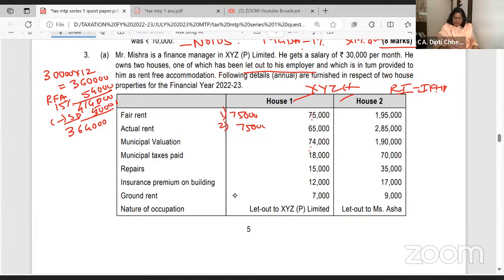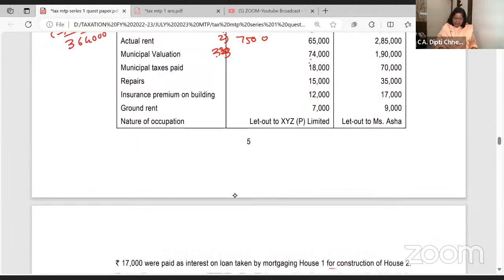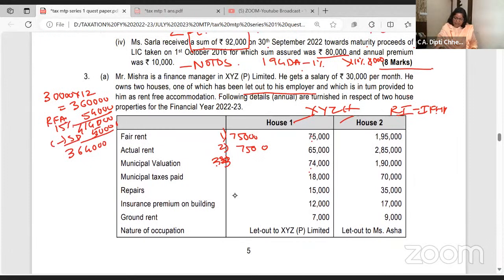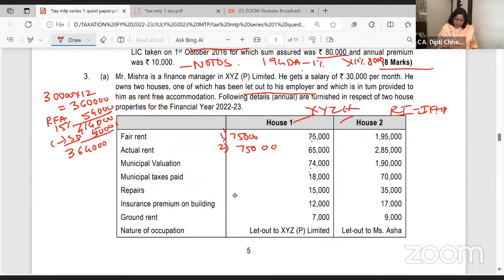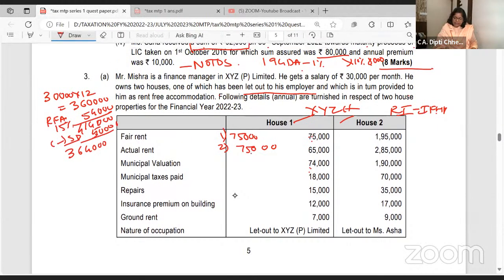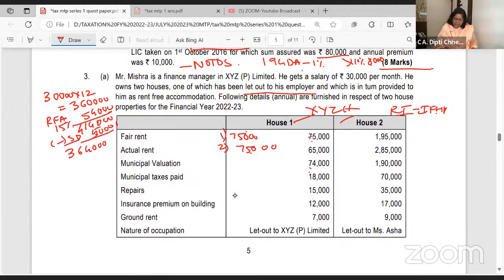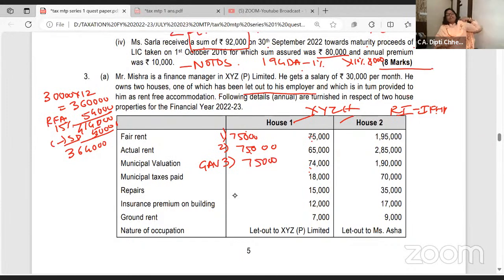The screen got stuck. Okay. Now, is this clear to all of you? Fair rent or municipal value, whichever is higher. That or standard rent, whichever is lower. That or actual rent. What is actual rent? 65,000, whichever is higher. So what will be the GAV? 75,000. Though actual rent is 65,000, we are going to pay tax on notional rent.